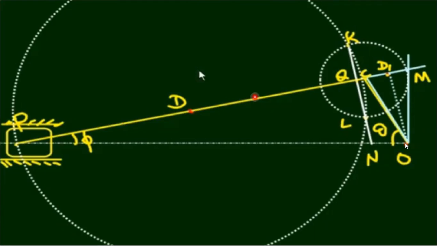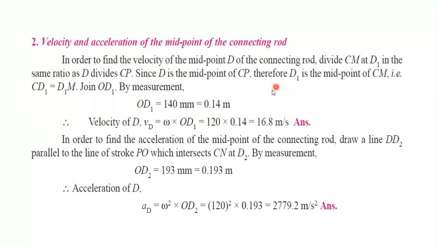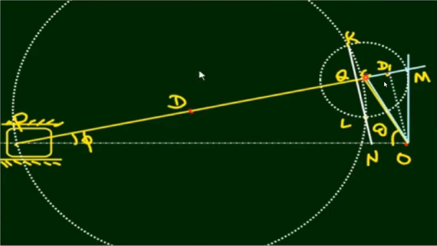So where is O? Join this D1 with O and measure the OD1 value. Whatever value you are getting, just multiply by 50. So you will be getting some value, 140 millimeter. It's converted into meter. So velocity of D, in the Klein's velocity diagram, we will be getting the answer.